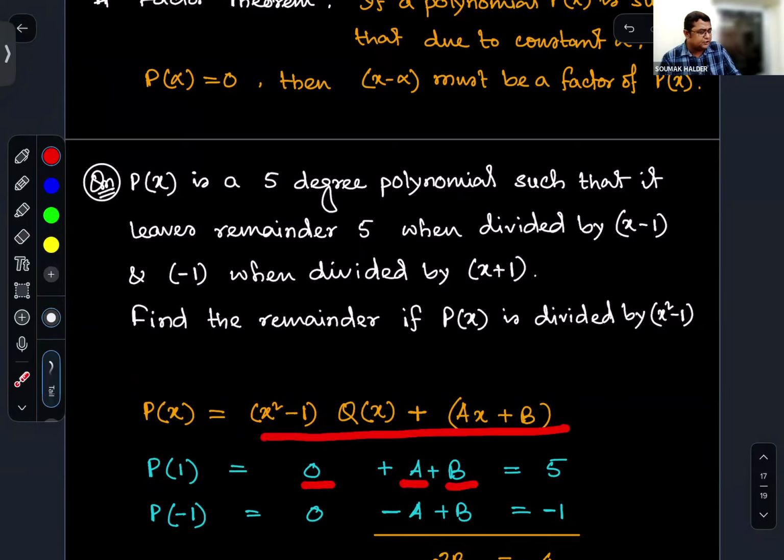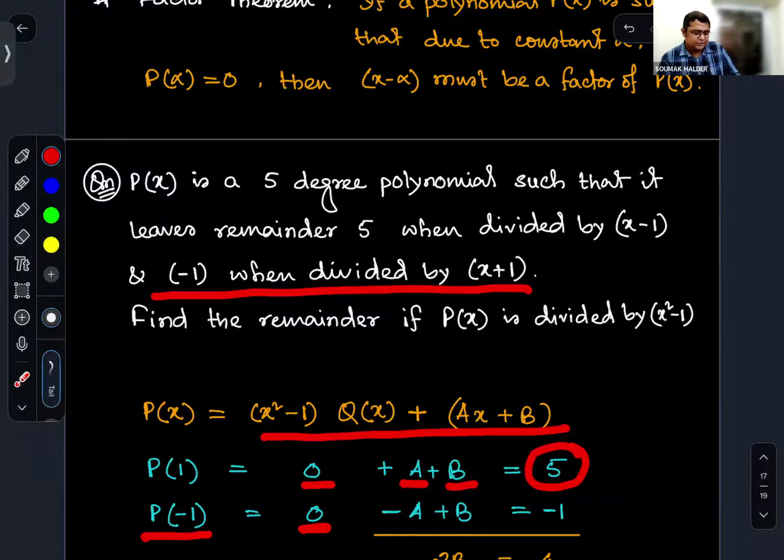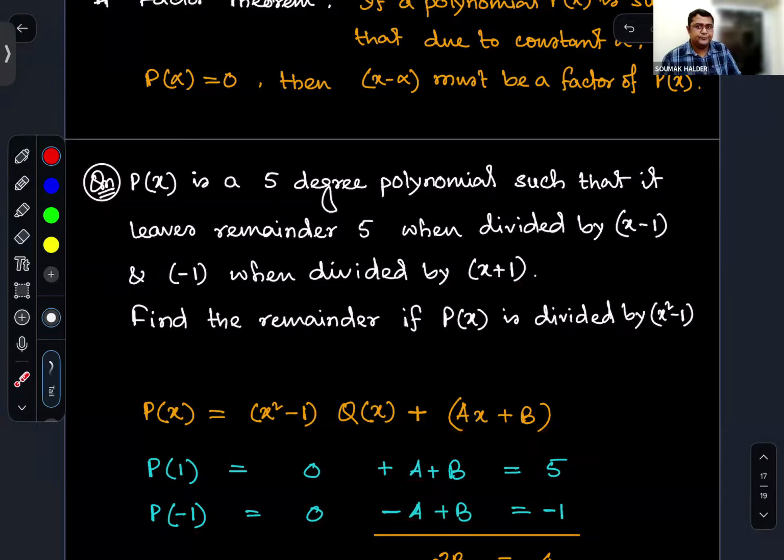0 plus a plus b, and it was given with value 5. On a similar note, this information guarantees p of -1 as per value substitution from the right hand side is going to be 0 minus a plus b and known with value -1. So you know a plus b, you know minus a plus b value. Is it sufficient to get them individually?